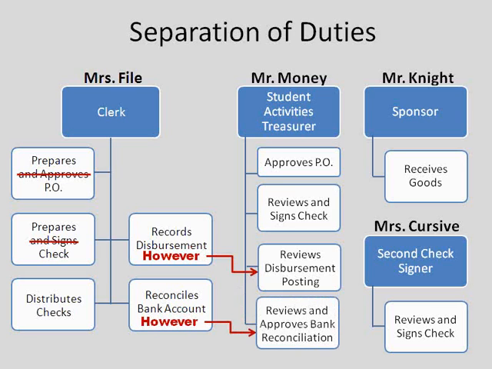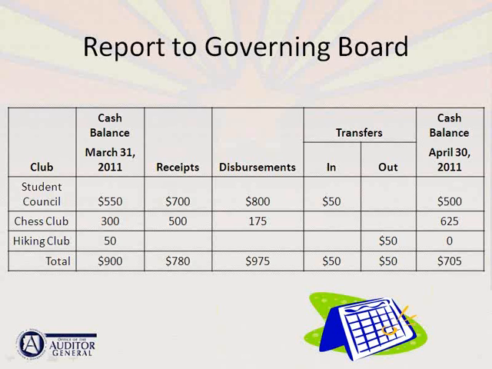And finally, due to the clerical nature of preparing a bank reconciliation, that duty can be left with Mrs. File. However, Mr. Money must review the bank reconciliation as a compensating control. Because Mrs. File is involved in so much of the cash receipt and disbursement processes, review steps are essential in order to detect any mistakes or unusual transactions.